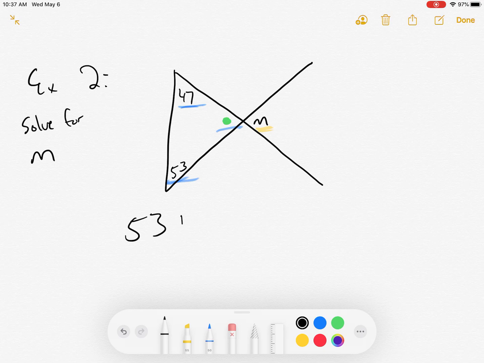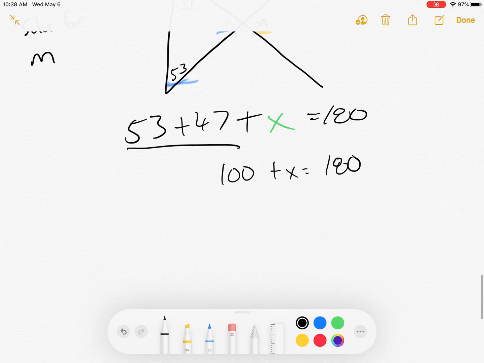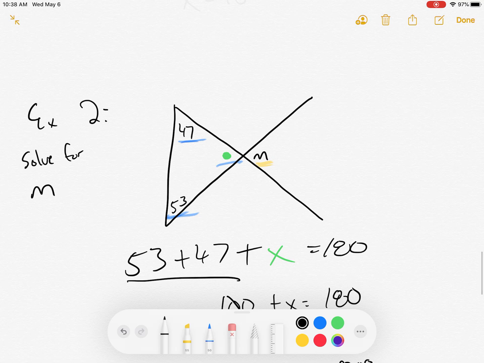So I could say 53 plus 47 plus my green dot, I'm going to call it x just so we have assigned a variable to it. Those are going to add up to 180. 53 plus 47, calculator or in your head, you should get 100 plus x equals 180. Get x alone, minus 100, minus 100. Ooh, these are working out nice. X equals 80 now.